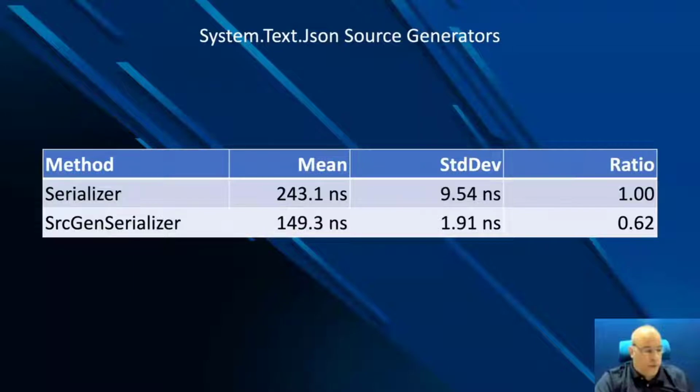Also added the ability for JSON, or System.Text.Json, source generators. Now this one I'm going to talk a little bit more about in the next slide, but to show you a little bit about the serialization.